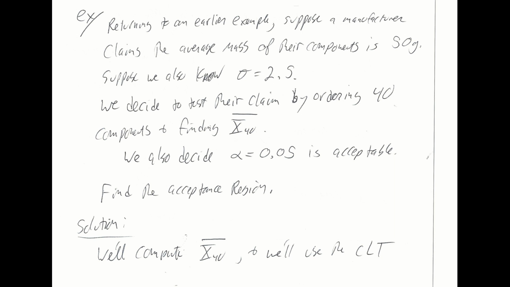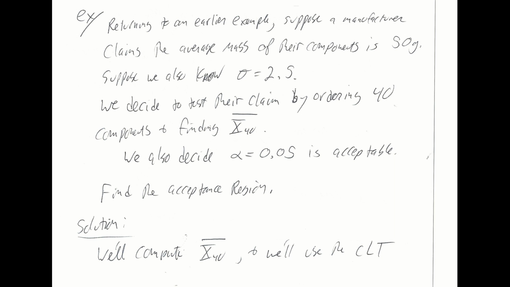So this is before we make any observations. We're still sitting at our desk with pen and paper designing this experiment. We know that we have the budget to buy 40 of these components, and we've decided that we'll accept a 5% risk of a type 1 error, and we are now going to calculate what values of our test statistic will be considered acceptable and will result in us believing the null hypothesis, and equivalently, what values will be considered unacceptable and will result in us rejecting the null hypothesis that mu is 50.